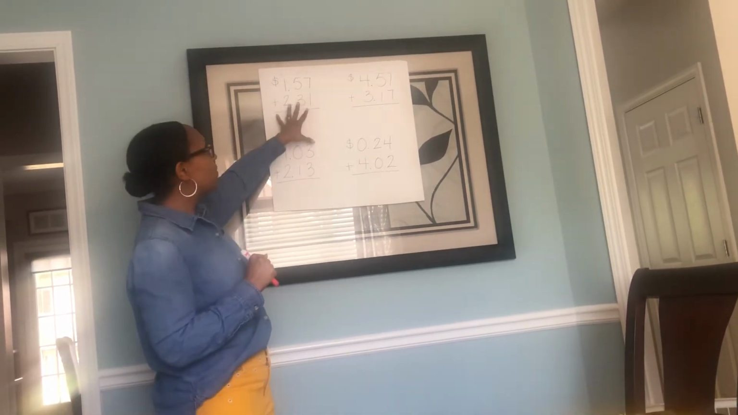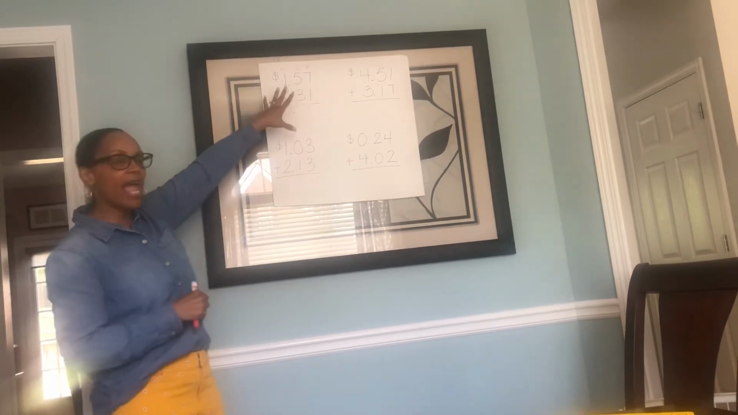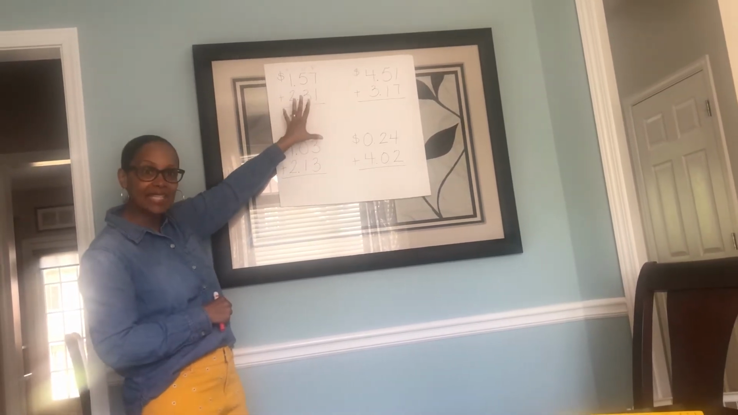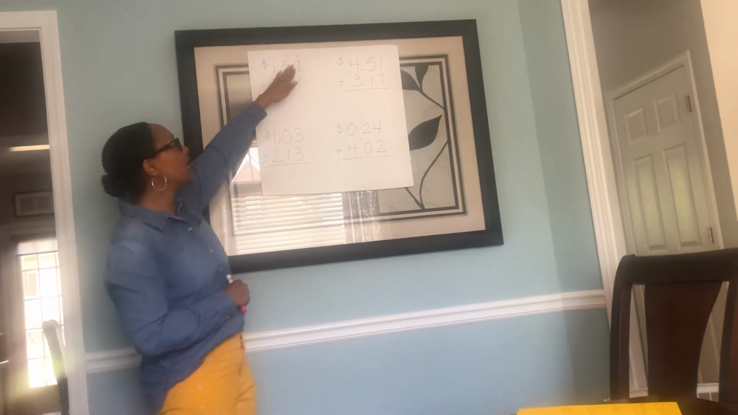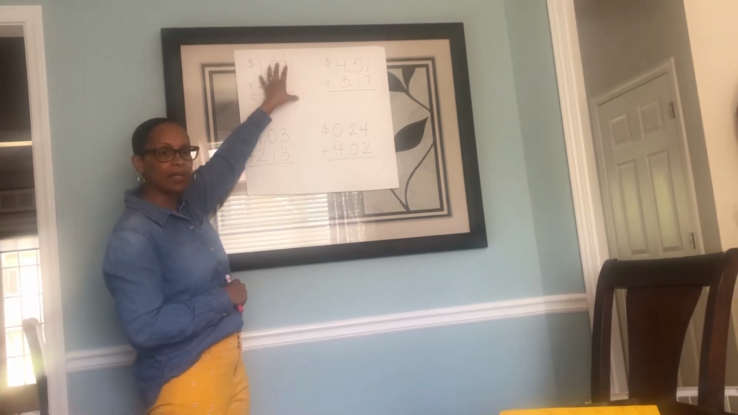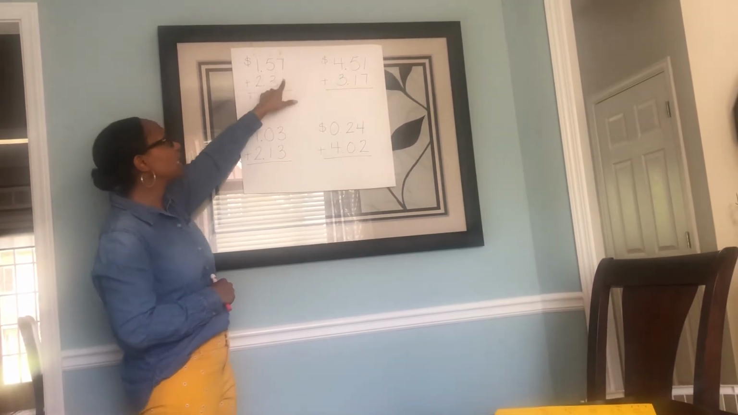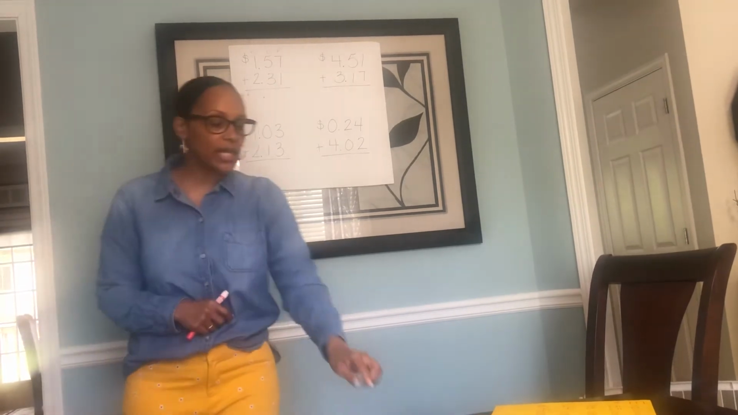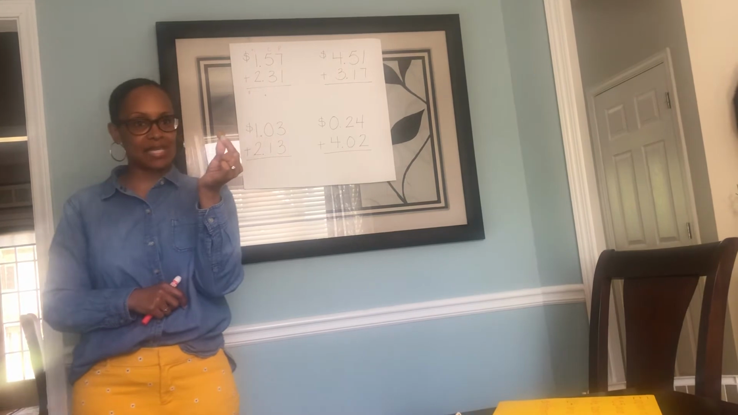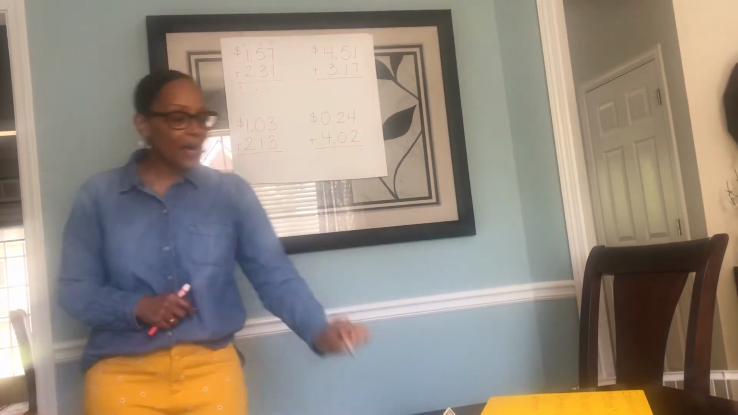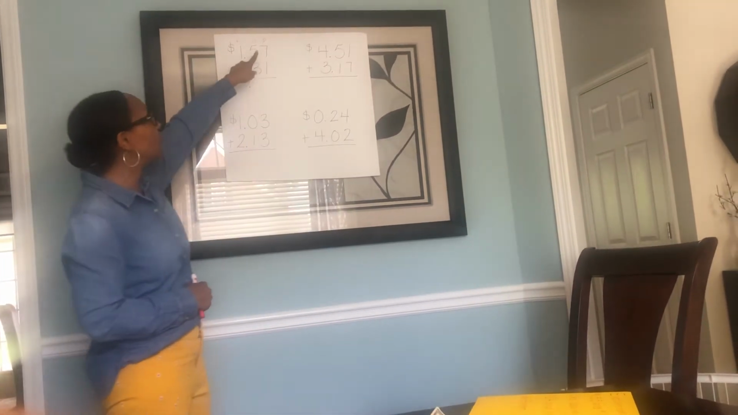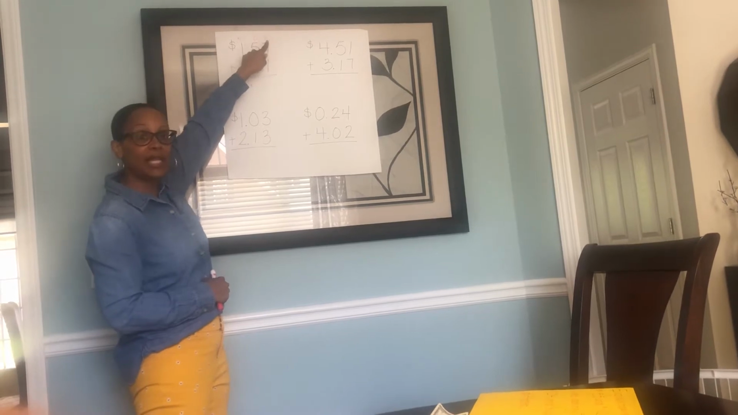So, with money, we're going to still add the three-digit numbers the exact same way, but we're going to change it to our money. So, when we're adding in the ones column, what coin can you think of that is worth 1 cent? A penny. So that's why Mrs. Young put a P for penny at the top.